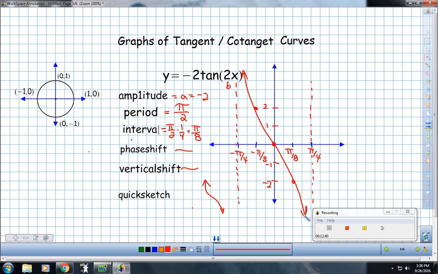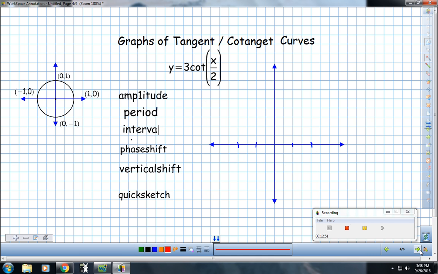All right, we've got one other example I'd like to do. And again, I've chosen ones that aren't necessarily easy. The amplitude, again, doesn't really exist, but the A value is 3. The period: the normal period is pi. The B value here is 1/2. So if we invert and multiply, this is just going to be pi over 1 times 2 over 1, or 2 pi. So the period is 2 pi.